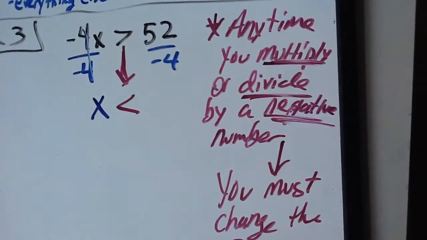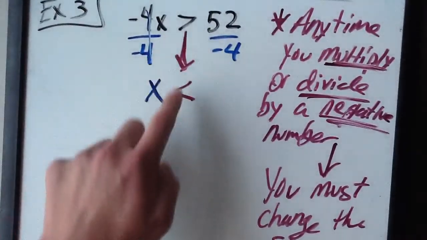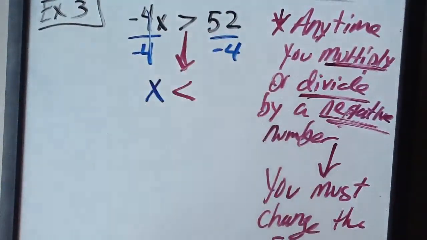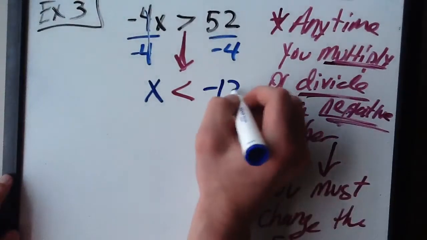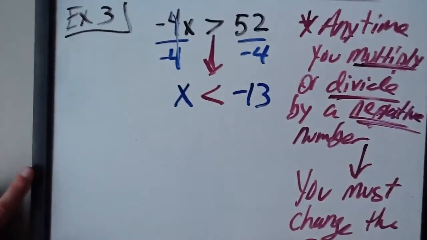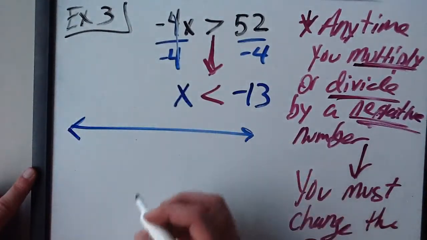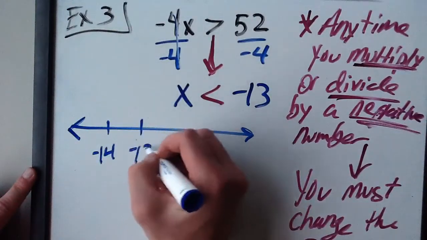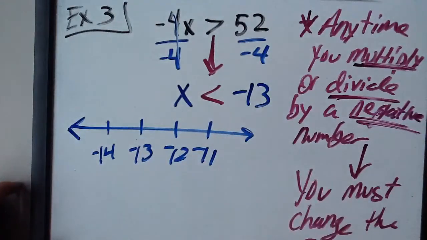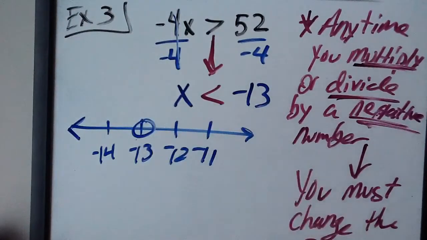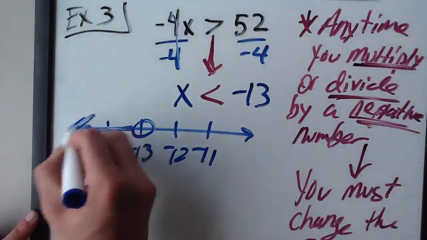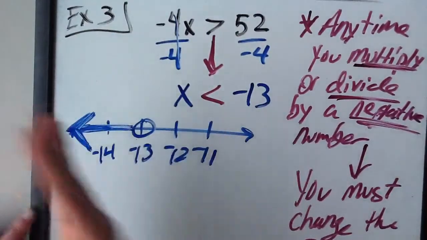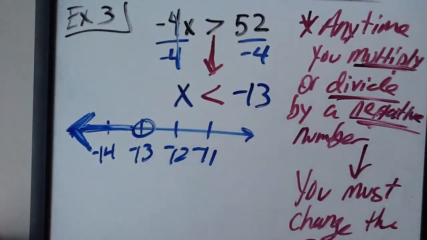All right? Keep that in mind. So I have x. I change the sign from greater than to less than. 52 divided by negative 4 would give me negative 13. So that's my inequality, x less than negative 13. If I put that on the number line, okay, here's my number line. Since it's a less than symbol, I'm going to use an open circle on negative 13, and I want all the values of x that are less than negative 13. So if I want values that are less than negative 13, I got to go to the left of negative 13. All right, so it'd be all these values to the left of negative 13, but not negative 13.